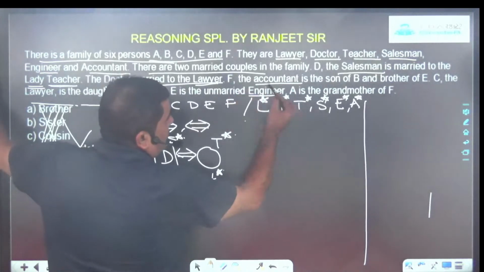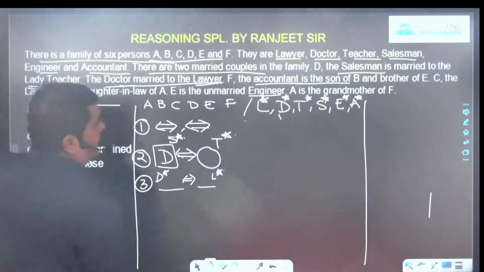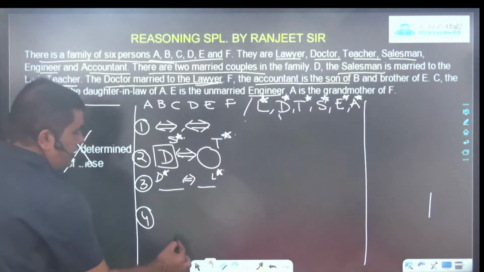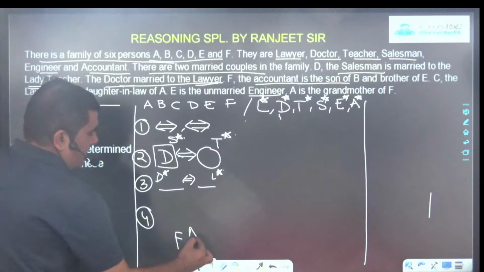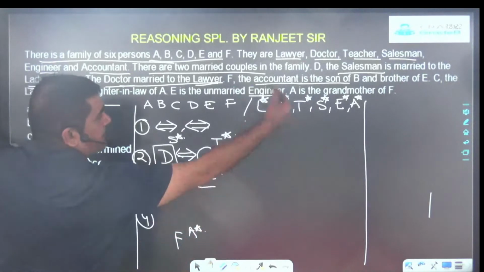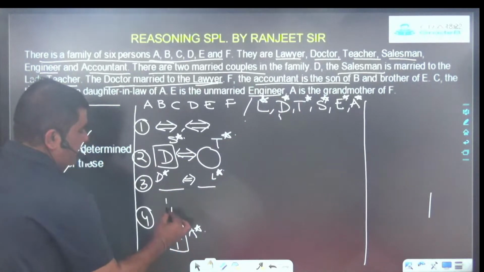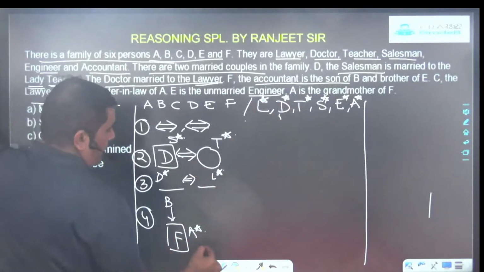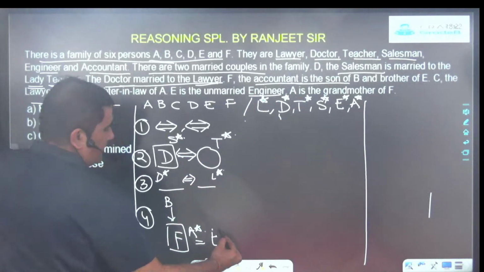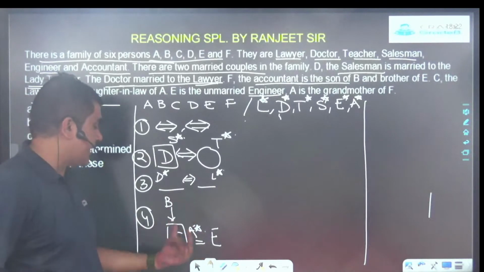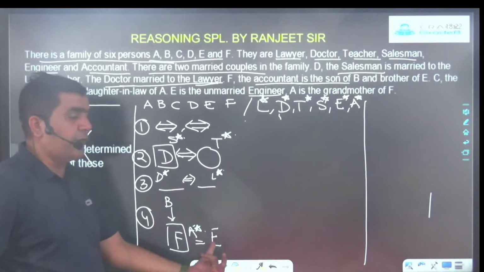Next one. See here they are saying F the accountant is the son of B and brother of E. Fourth one. F who is accountant, F is given to be accountant, is the son of B. Is the son of B means what? Male of B. And brother of E. F who is accountant is the son, son means male, of B and brother of E.